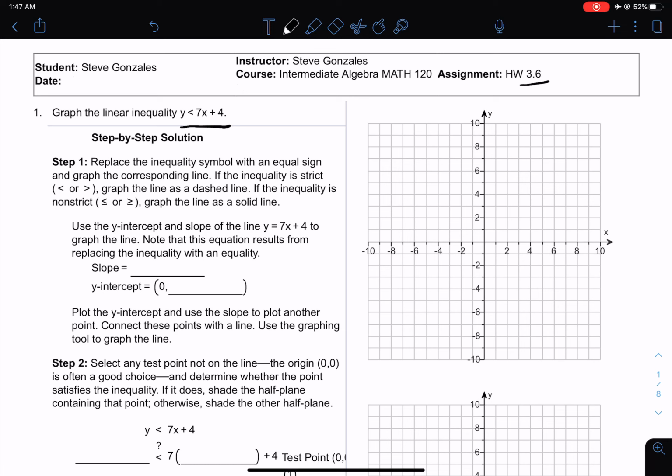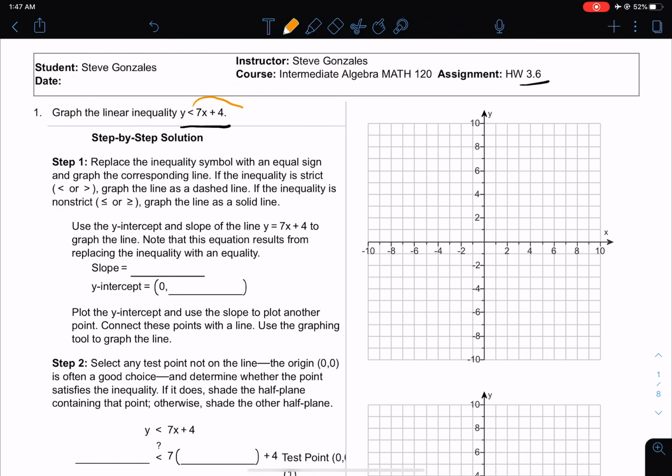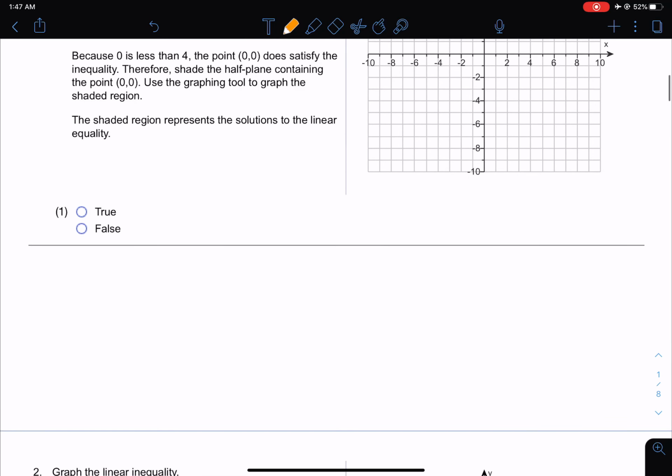Before I actually do that, I would take a little note here. When you're graphing linear inequalities and you have a less than or greater than symbol, that's telling us that the points on the line are not part of the solution. When you graph your line, you're going to have to make it a dotted or dashed line, because that tells us that the points on the line are not part of the solution. Either side is part of the solution.